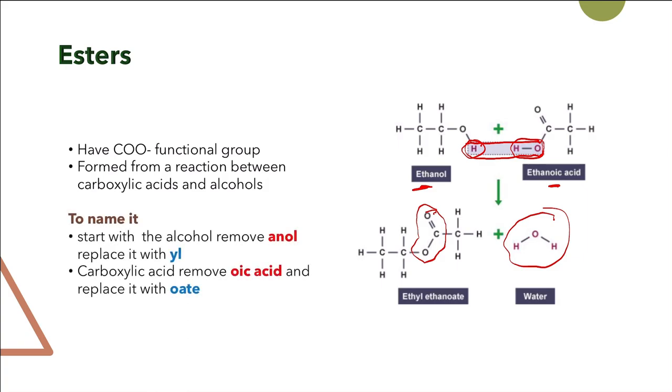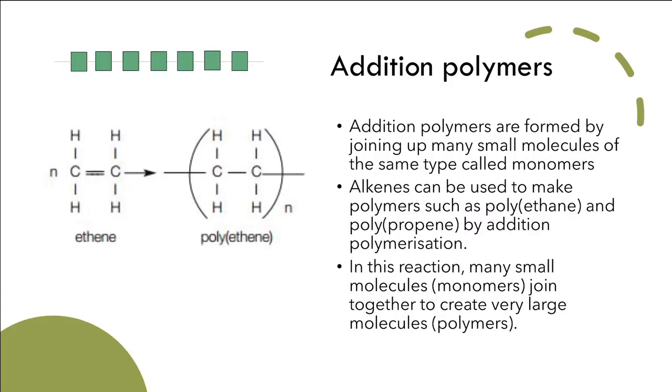In order to name the ester, it has two parts. The first part is going to be taken from the alcohol. So you start with the alcohol, remove anol from the name, and replace it with yl. So this is ethanol, remove anol and replace it with yl. So it's going to be ethyl. The second part comes from the carboxylic acid by removing oic acid and replacing it with oate. So this is ethanoic acid, so the second part will be ethanoate. So this is ethyl ethanoate.